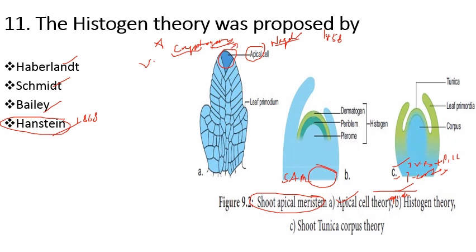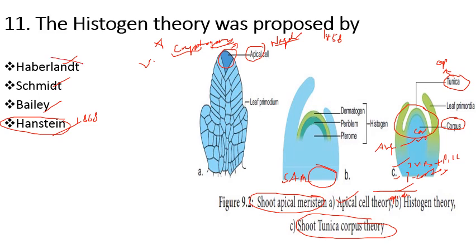The next theory is called tunica corpus theory. According to this theory, this apical region consists of two layers, the outer thin layer that is called tunica, which will give rise to the outer covering, that is epidermis, and corpus, which is the central region of this portion, and it will form cortex as well as vascular bundles. It consists of different layers, and this theory is applicable for angiosperms.